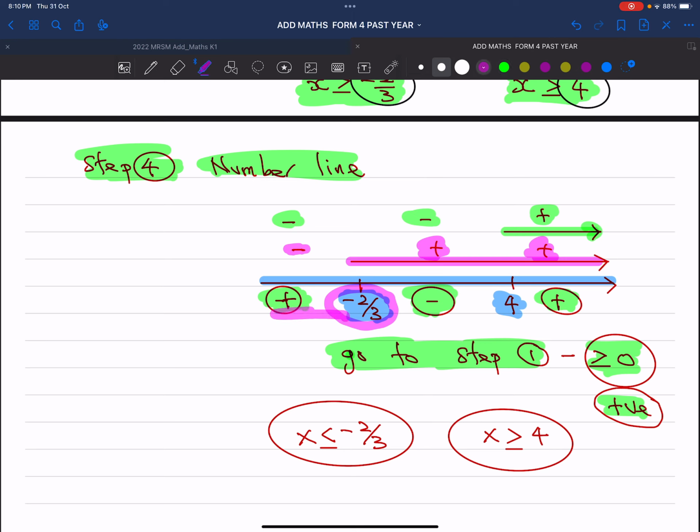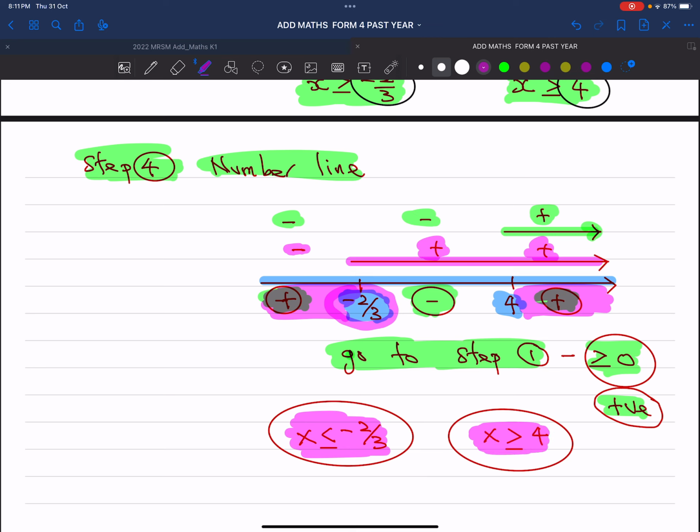Where is it? Here and this side. The positive is on the left hand side of negative 2/3. Left hand side, less than. So x is less than or equal to negative 2/3. And on the other side, the positive is on the right hand side of 4. Right hand side, more than. X more than or equal to 4.